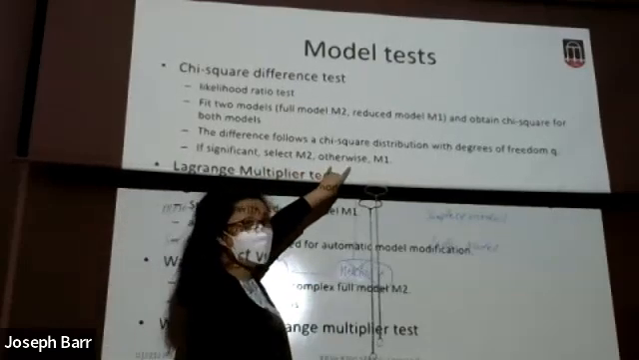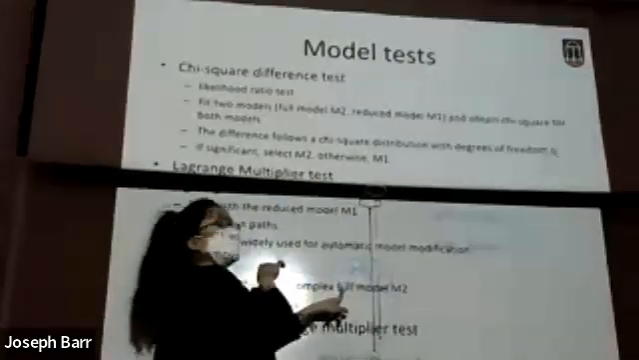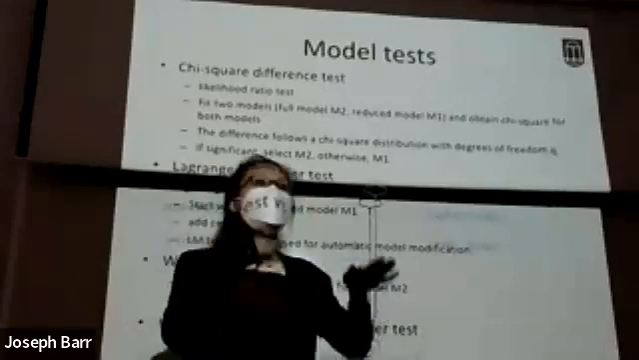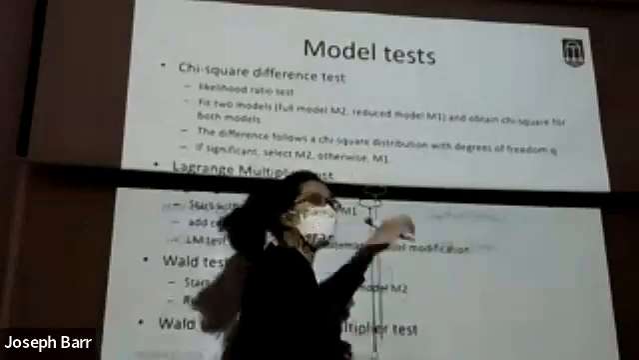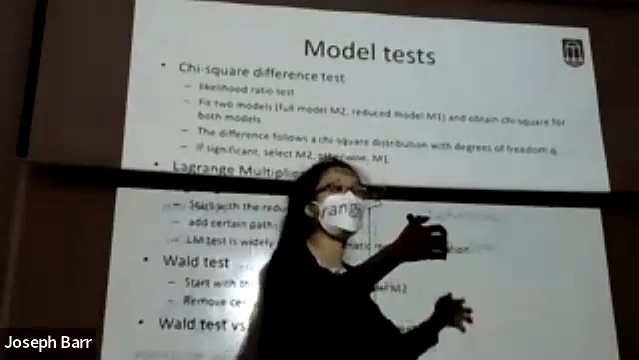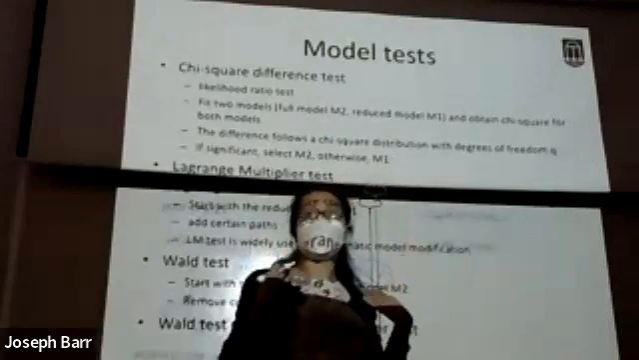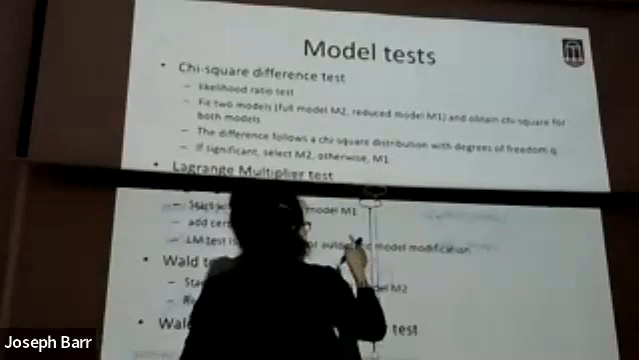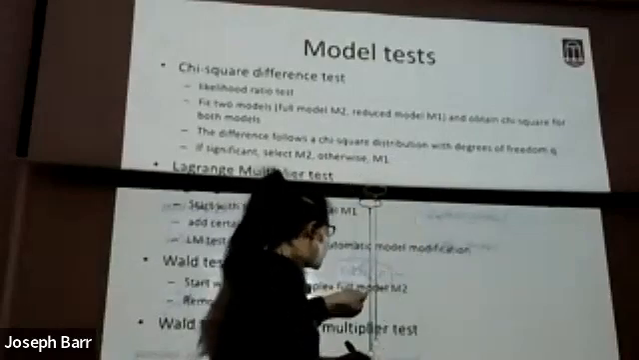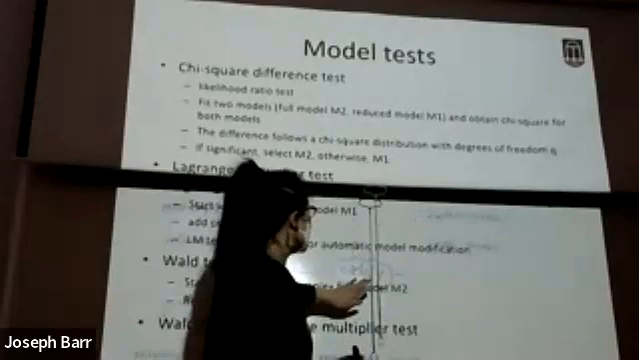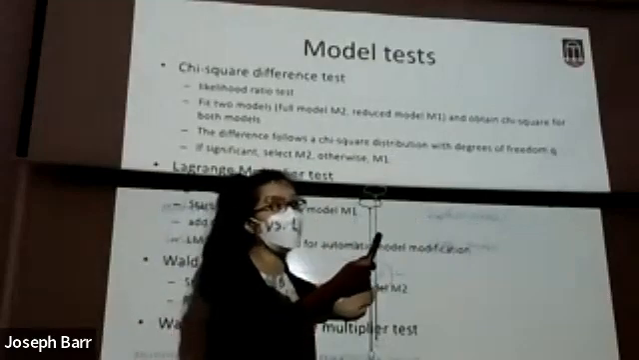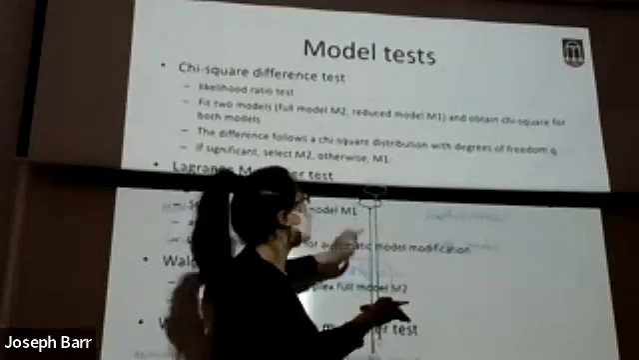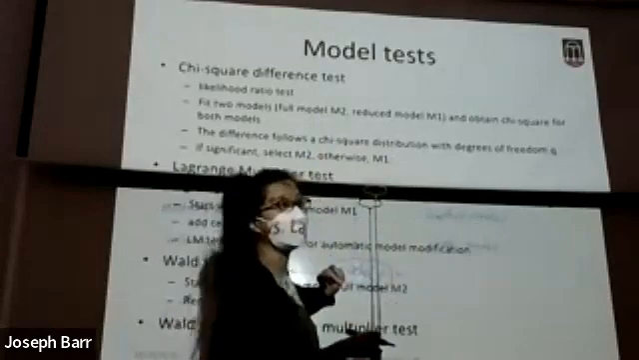Otherwise, what does that mean? It is worse than model 2, but it is not significantly worse. But model 1 has fewer parameters. It's much simpler, and easier for us to interpret. So we're going to take model 1. Otherwise, if it's not significant, we use the simpler model. That's the theory for the chi-square difference test.